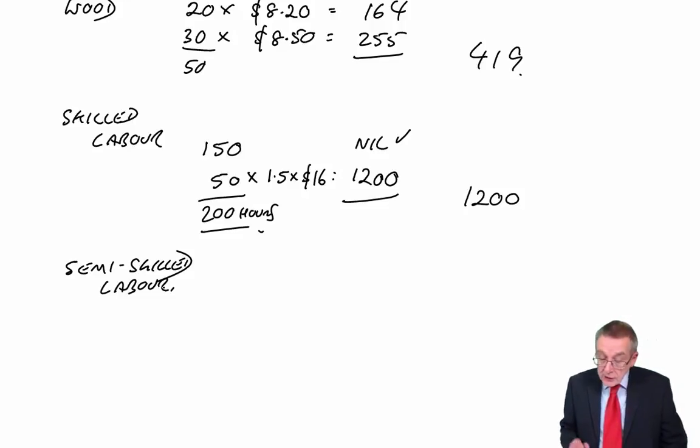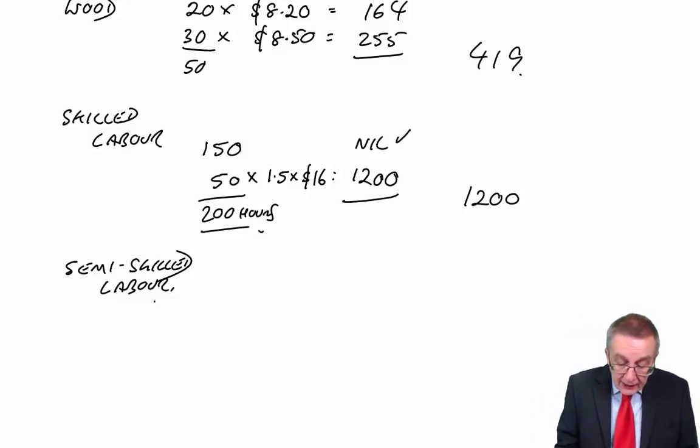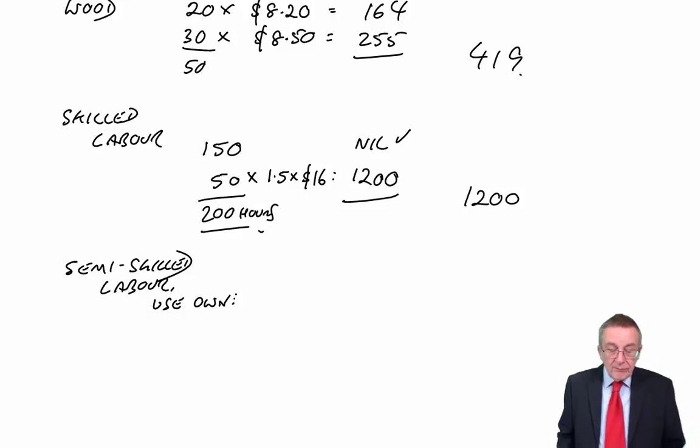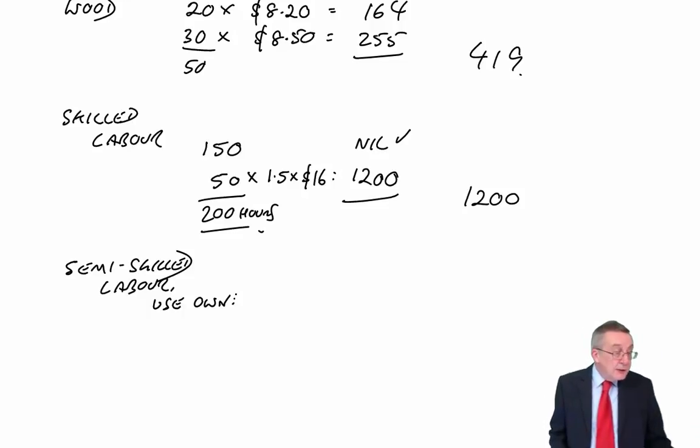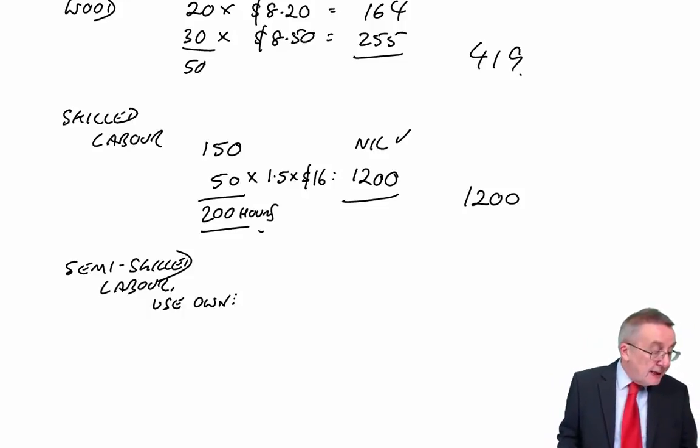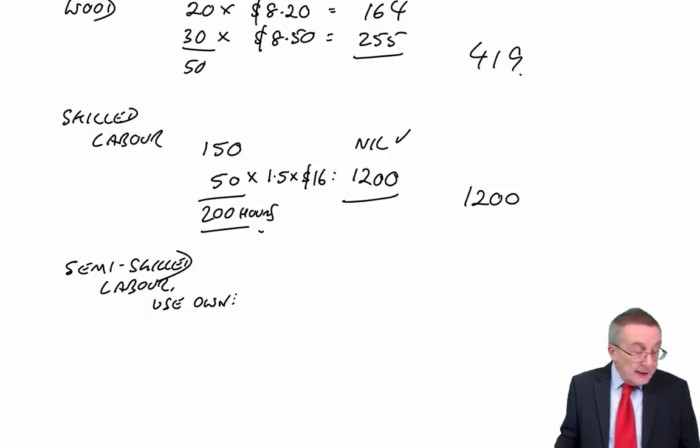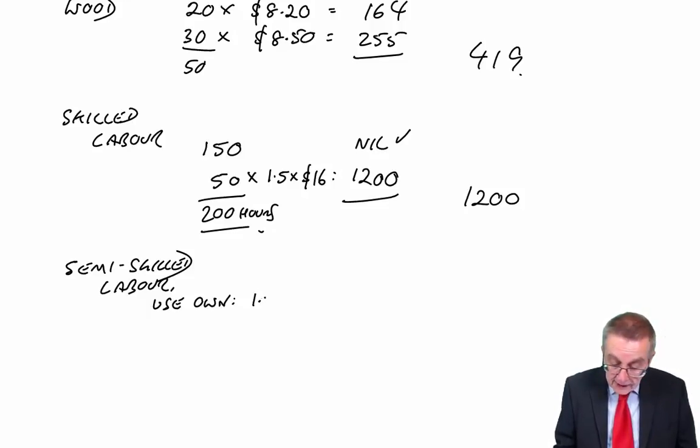Well, we've got a choice here. We either use our own people. If we use our own, since there's no spare capacity, they'll be paid overtime. We're paid at a higher rate. Again, they'll be paid 1.5 times the normal rate. They'd be paid 18 per hour.